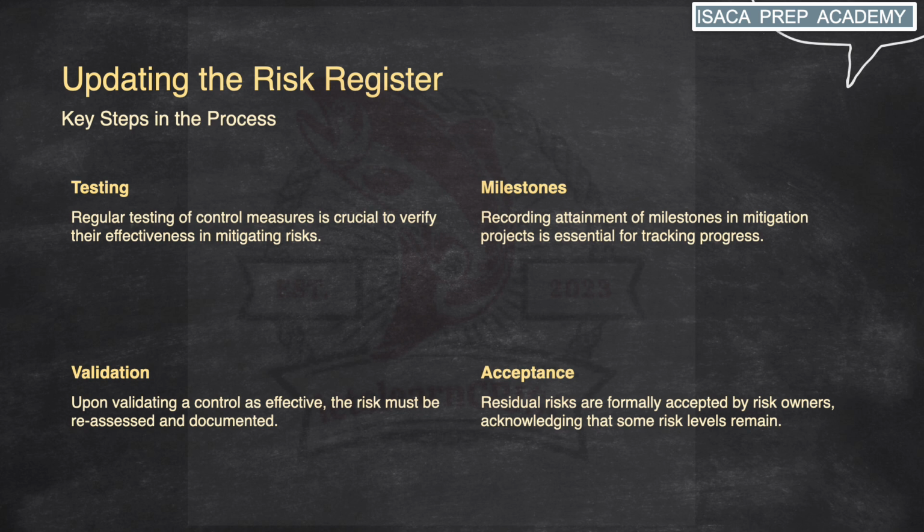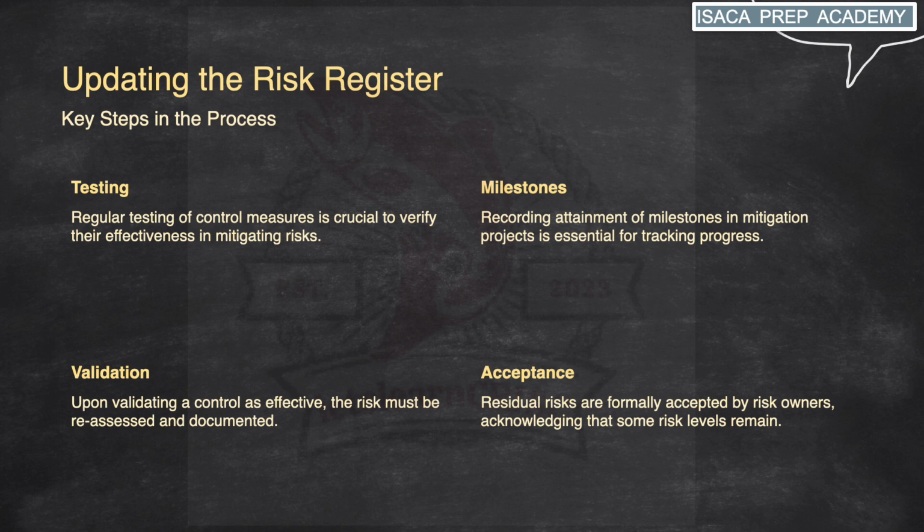And by accepting the residual risk, owners recognize that despite the best efforts to mitigate the risk, there are still potential threats or vulnerabilities that could impact the organization. Acceptance of the residual risk is an important aspect of risk management, as it allows organizations to make informed decisions about which risks to address and which risks to tolerate based on factors such as risk appetite, cost benefit analysis, and organizational objectives.